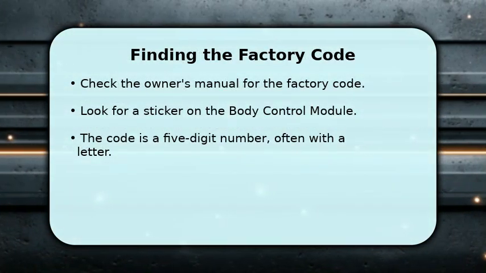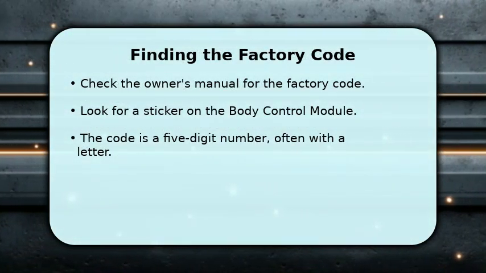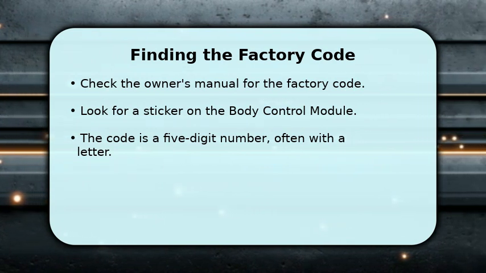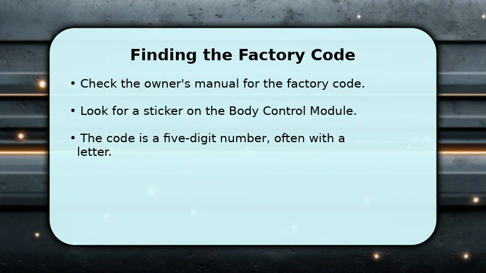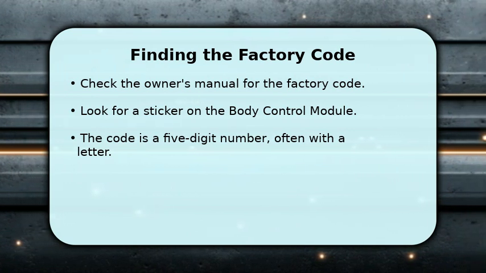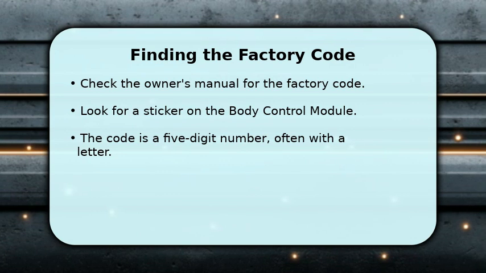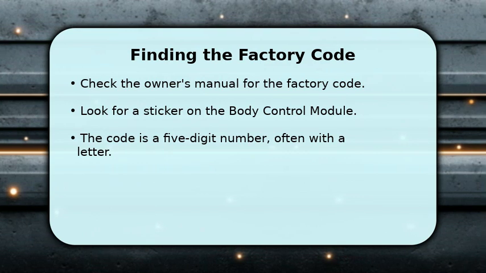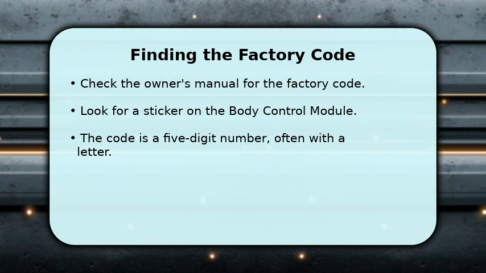The factory 5-digit code is crucial. You can often find it on a card in your owner's manual, usually in the glove compartment. If not there, check for a sticker on the body control module, sometimes behind the passenger kick panel or under the driver's side dash. For some newer models, you can retrieve it using 2 programmed keys and the infotainment screen.